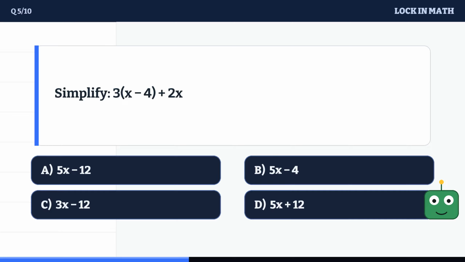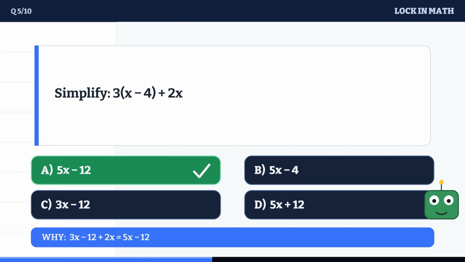Simplify. 3 times the quantity (x minus 4) plus 2x. 5x minus 12. Distribute the 3. 3x minus 12. Then add the 2x. Combine like terms: 5x minus 12. Forgetting to distribute to the 4 is where points leak.